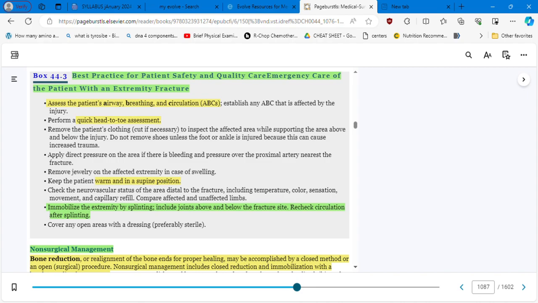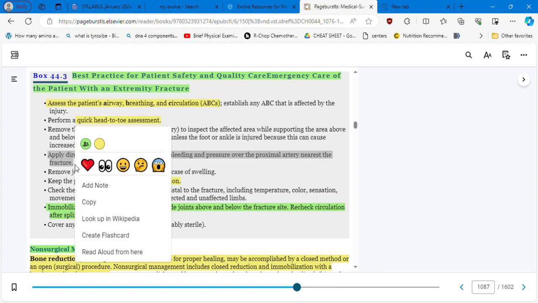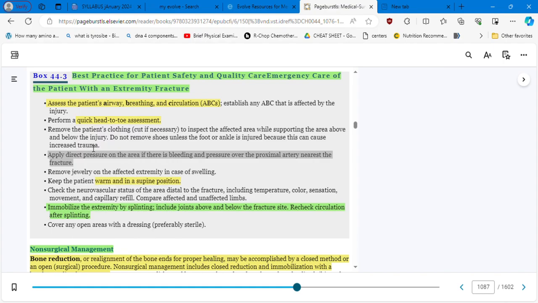And I would say this is one of the most important steps. Apply direct pressure on the area if there is bleeding, and pressure over the proximal artery nearest to the fracture. It's very important because you are preventing hypovolemic shock, tachycardia, I'm sorry, because when there is hypovolemia, you're going to have tachycardia.